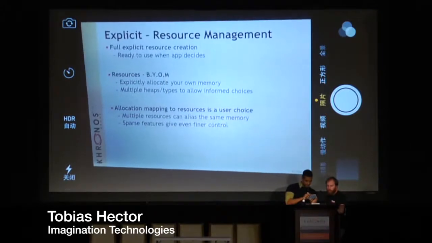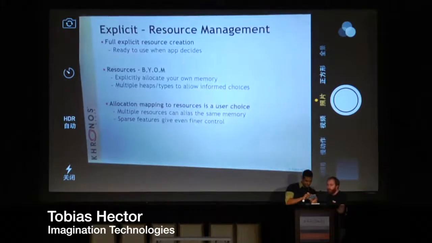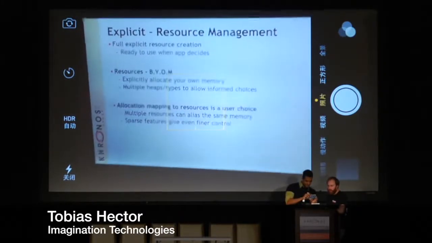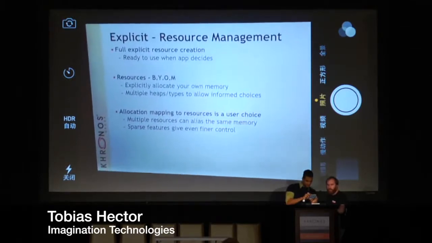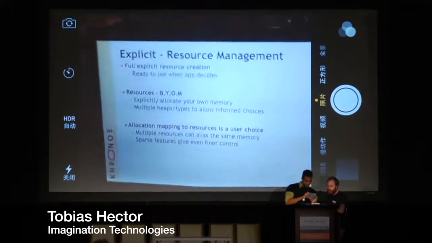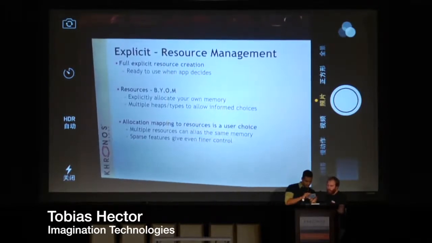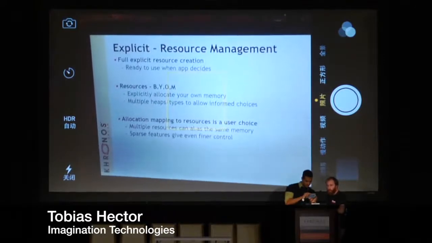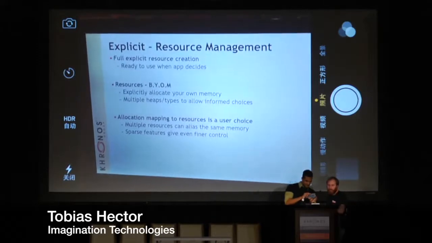Resources are also sort of bring your own memory. You create an image or a read buffer, and then you ask how much and what type of memory you actually require for it. And then there's heaps and memory types that give you the information you need to actually make that decision about where you want to put this memory and how you want to allocate it. And obviously, you also know exactly how much you're allocating, which is something you did not have in OpenGL ES. The actual mapping of those memory objects to allocations is entirely under user control.